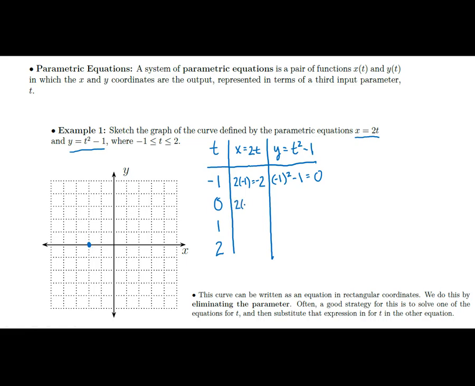All right, if I put 0 in, I of course get 0 for my x, and -1 for my y. So 0 for x, -1 for y puts me right there. And then when t is equal to 1, we get 2 and 0. So that puts us at this point here. And then finally, for our largest t value, t equals 2, x equals 4, and y equals 3. So that puts us right here. All right, and so you can probably get a pretty good idea of what's happening here.